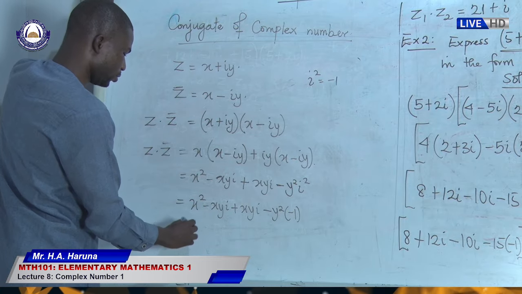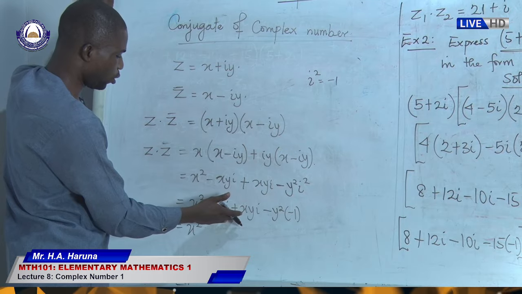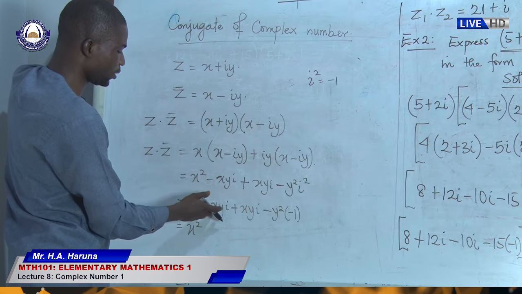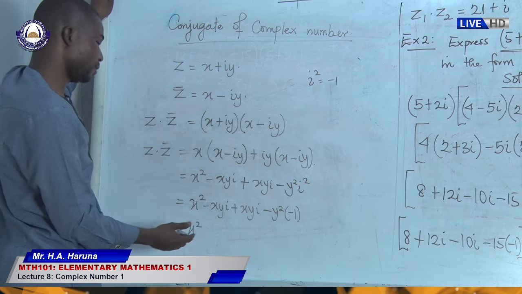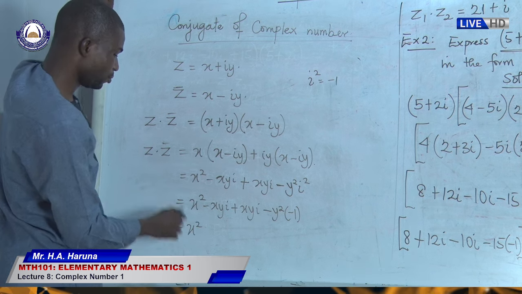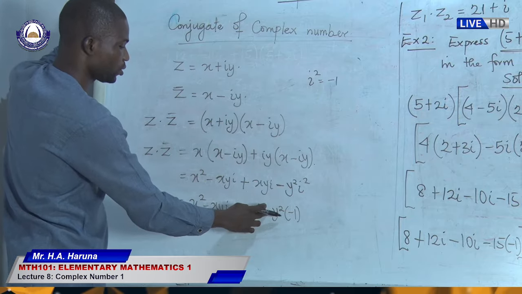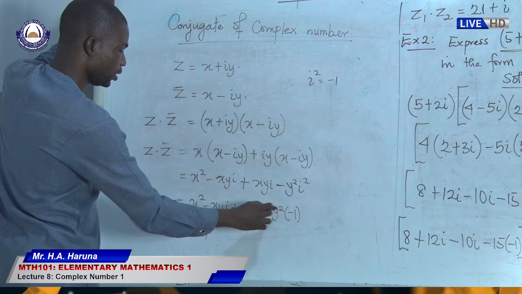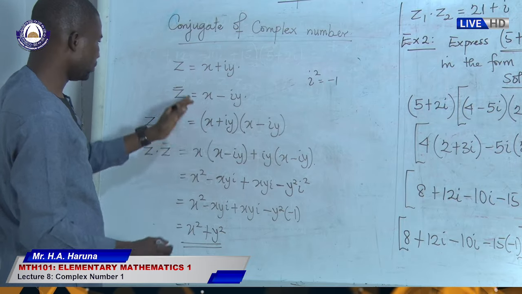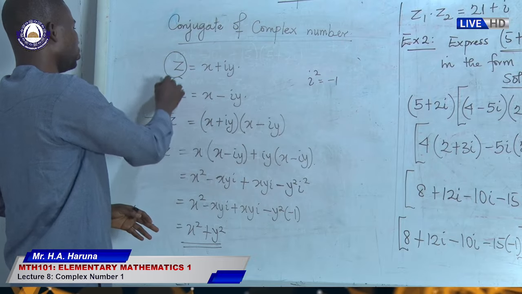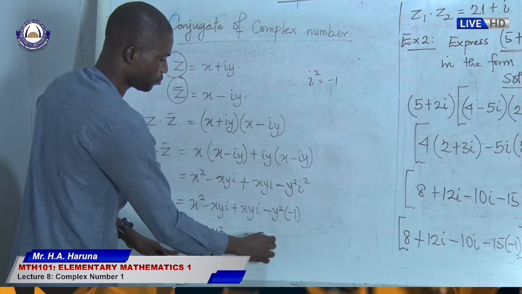So you have x squared, minus xyi plus xyi. This is 0. They negate each other, so that's gone already. So you can now say that what you have here is going to be minus times minus is plus, then your y squared remains. So this is your solution. When you multiply a complex number by its conjugate, it gives you the real part, the real number.